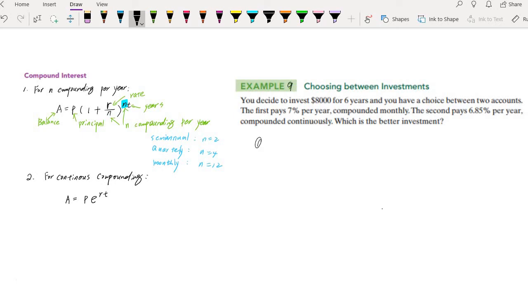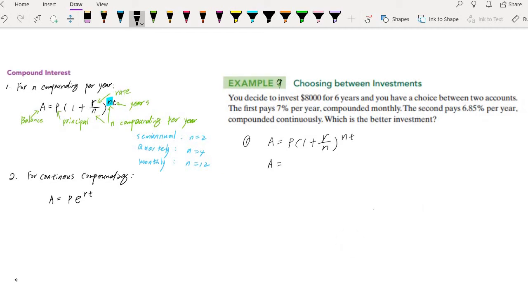Okay, so let's look. The first one is compounded monthly, so we're going to use the first formula. I'm just going to write down the formula first, that is a good way to start. Then we're going to look at each piece. A is the balance, the balance at the end. P is the principal, how much you invested initially. In this case, initially we had $8,000. That's our investment, that is our P.